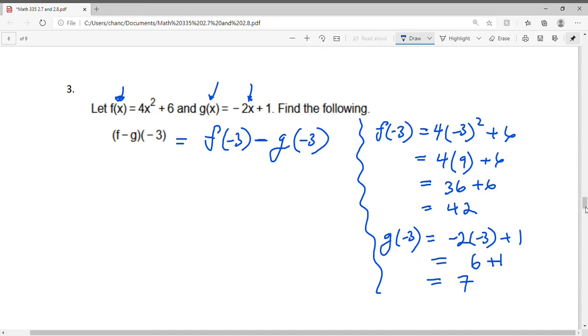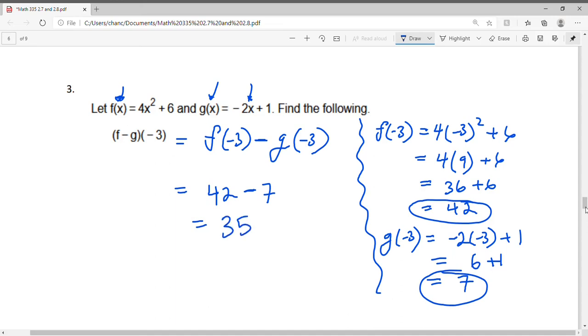And so we can plug in our values. F of negative 3 we know is 42. And then we're going to subtract g of negative 3, which we know is 7. 42 minus 7 gives us 35.